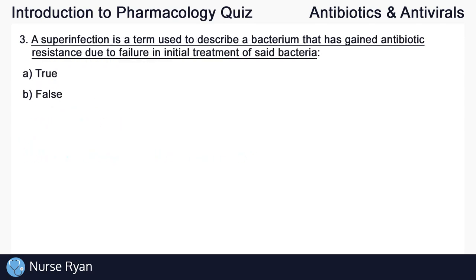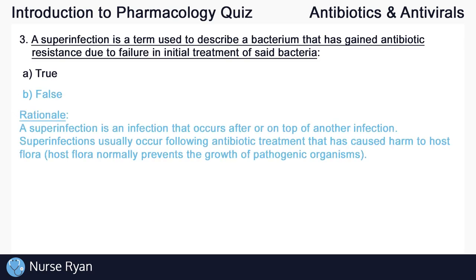Moving on to question number three, a superinfection is a term used to describe a bacterium that has gained antibiotic resistance due to failure in initial treatment of said bacteria. And this one is B, false. A superinfection is an infection that occurs after or on top of another infection. Superinfections usually occur following antibiotic treatment that has caused harm to host flora. Host flora normally prevents the growth of pathogenic organisms.